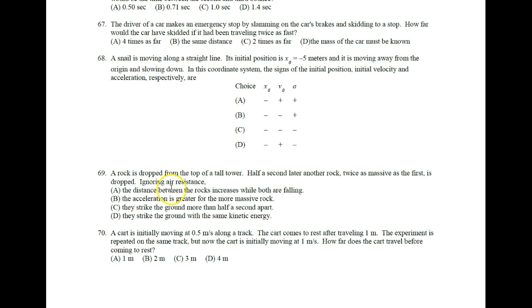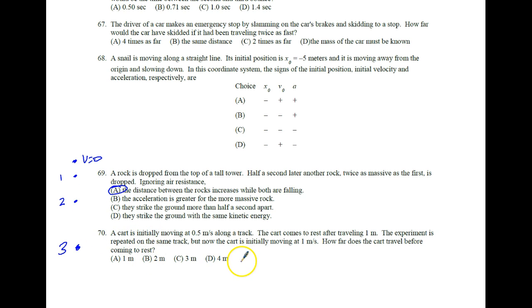For number 69, your answer should be letter A. The distance between the rocks increases while both are falling. That's something we've talked about lots of times. As something falls, look at your distance at each second: 1 second, 2 seconds, 3 seconds. Your distance gets bigger and bigger because the original speed is always a little bit bigger than at the previous point. Here your original speed is 0, here it's a number, here it's a number. Because your acceleration is the same and these original speeds continually get bigger, your distance will continually get bigger as you go through.